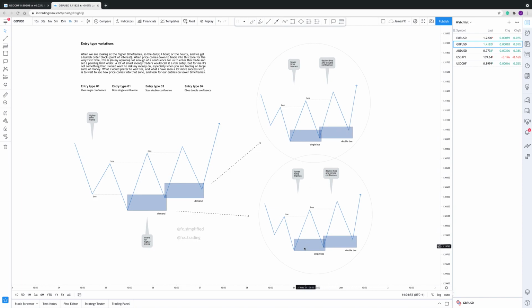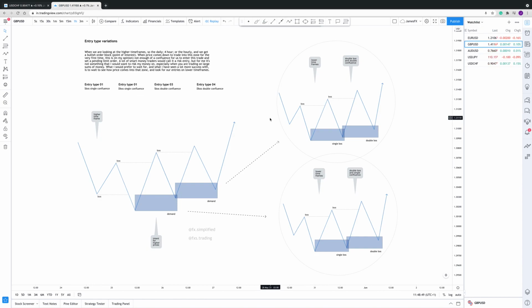So for me, I do take trades with a single boss and a single confluence, as long as we are trading with the trend. But I do also take a double boss as well. But again, it comes down to how it breaks. So you'll need to do your testing on that. But like I say, if you're struggling with entries, then the minimum that you should be taking is a double boss, and then these entries up here.